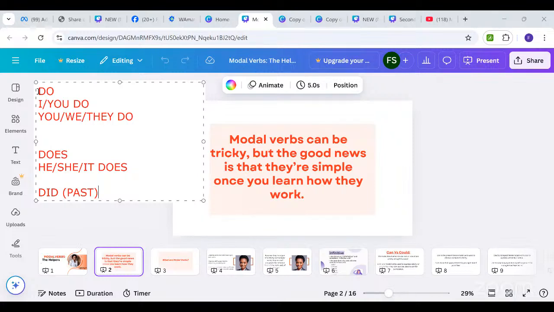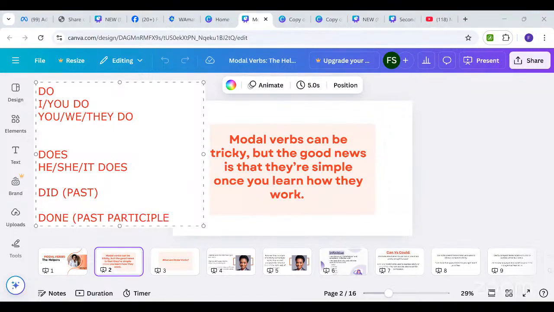Then when we talk about done, done is used as a past participle. So I can also say, I am done. You are done. She is done. He is done. It is done.